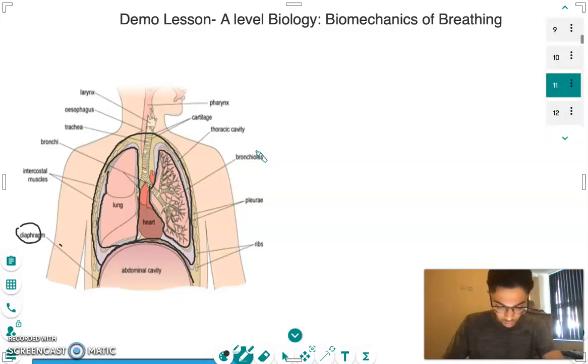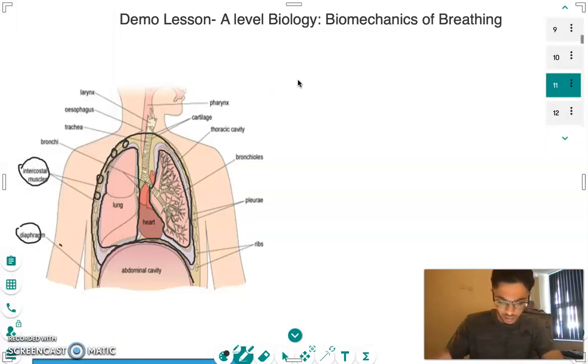The next structures that we need to know about are the ribs. So here we see the ribs, and they surround the lungs. And a really important structure, which again links in directly with the biomechanics of breathing, are intercostal muscles. And we'll get onto why intercostal muscles and the diaphragm is really important when it comes to ventilation.